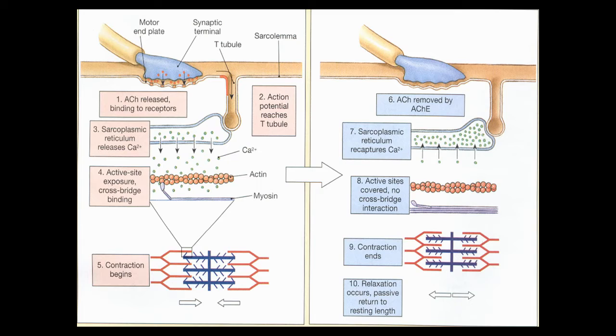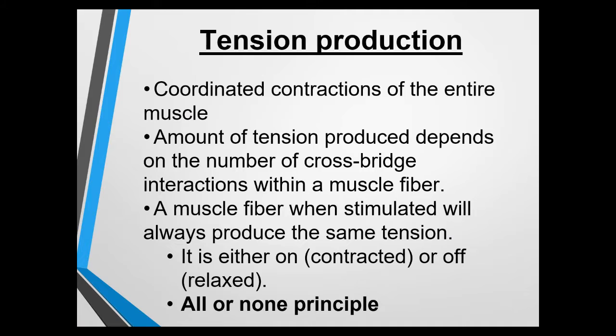And then when it's going to relax, the muscle cells are going to have acetylcholine destroyed by an enzyme, and the calcium is going to move back to the sarcoplasmic reticulum. And this is also going to need the ATP.